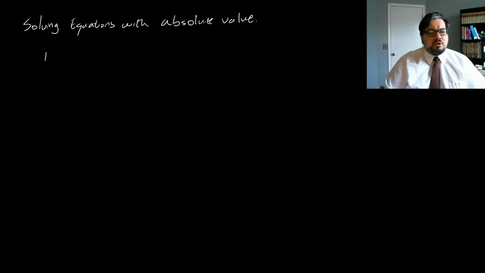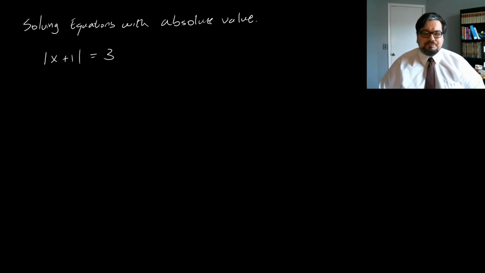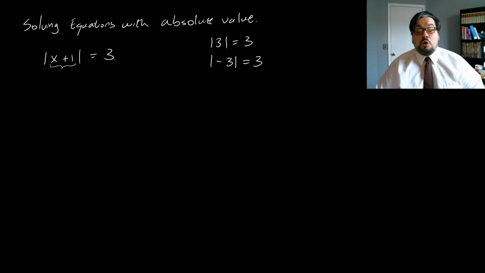So let's consider the equation, the absolute value of x plus 1 equals 3. What this is saying is that the distance from the number x plus 1 to the origin is 3. Well, that means that x plus 1 could be one of two things. There are two numbers that have an absolute value of 3. We know that the absolute value of 3 is 3, and the absolute value of -3 is also 3. And those are the only two numbers that have an absolute value of 3.